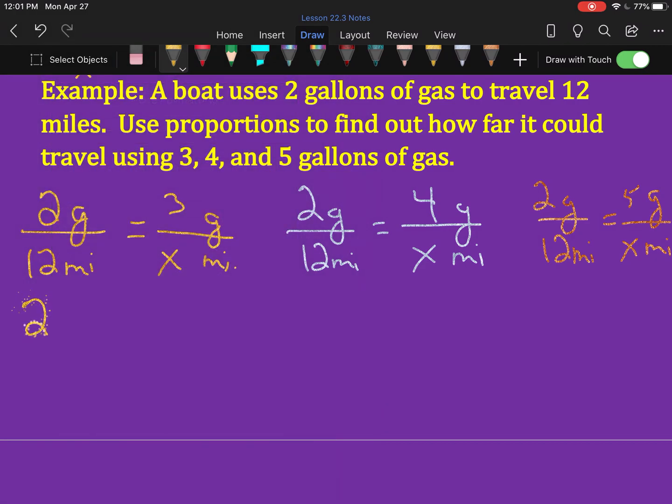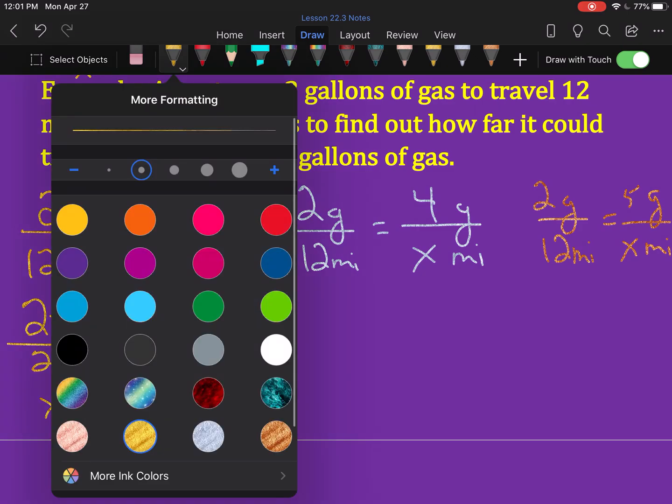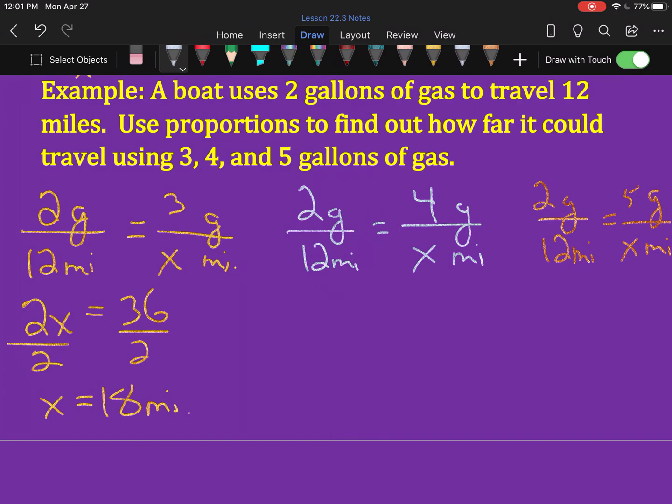2 times x is 2x. 12 times 3 is 36. Divide both sides by 2. And we find out that on 3 gallons of gas, we can go 18 miles. For 4 gallons, cross multiply. 2x, 12 times 4 is 48. Divide both sides of this by 2, and on 4 gallons of gas, we can go 24 miles.